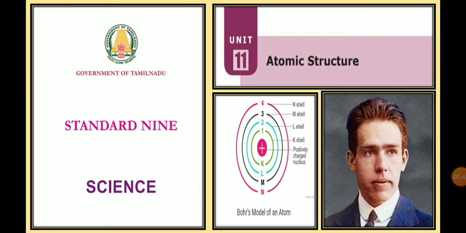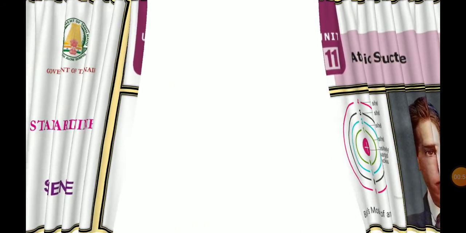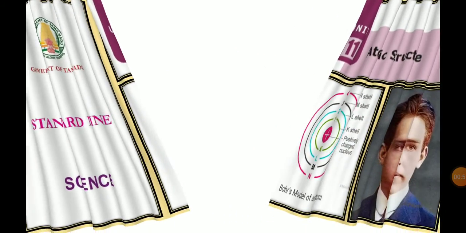So what is the concept of today's video class? We are going to learn about Niels Bohr's atomic model. It is very simple, and it arises to overcome the difficulties of the previous atomic model, which is Rutherford's atomic model. Let us see Niels Bohr's atomic model. There are a few postulates given. Let us see those postulates one by one.